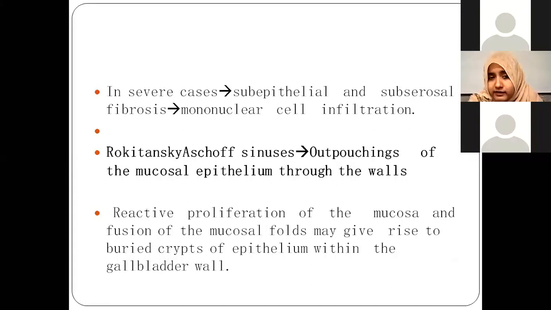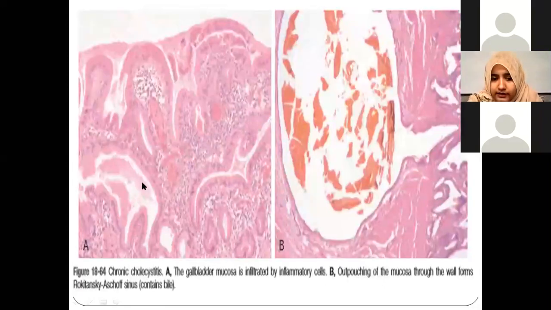And you have read that 90% of the chronic cholecystitis are calculus type. They have gallstones in them. So this is an outpouching with bile in it. This is called Rokitansky-Aschoff sinuses. There is also reactive proliferation of the mucosa, and fusion of the mucosal folds may give rise to buried crypts of the epithelium within the gallbladder. So this structure, like these sinuses, and if you visualize it more on the high power, this is Rokitansky-Aschoff sinuses with bile in it. So this will show it's a chronic cholecystitis.